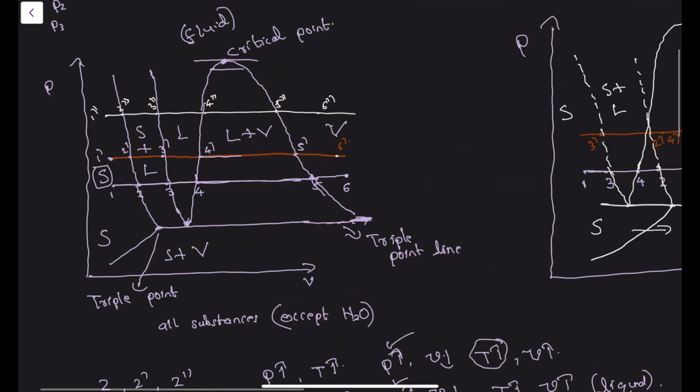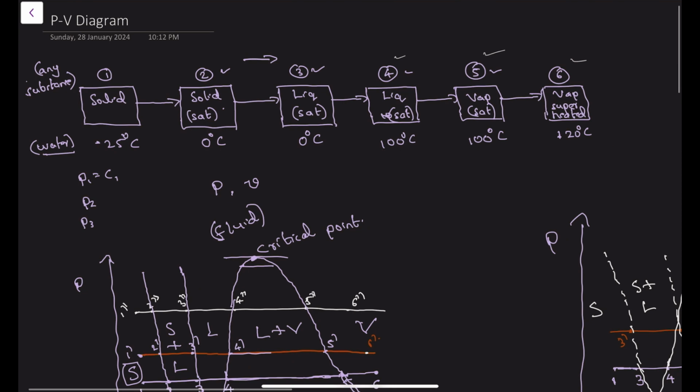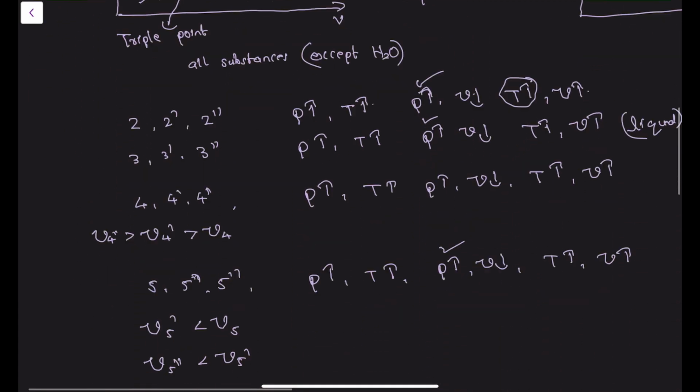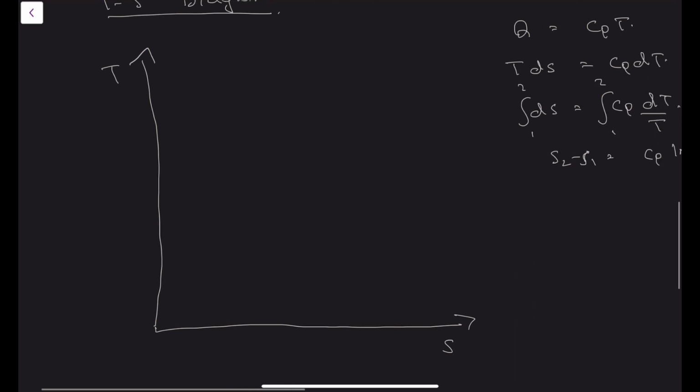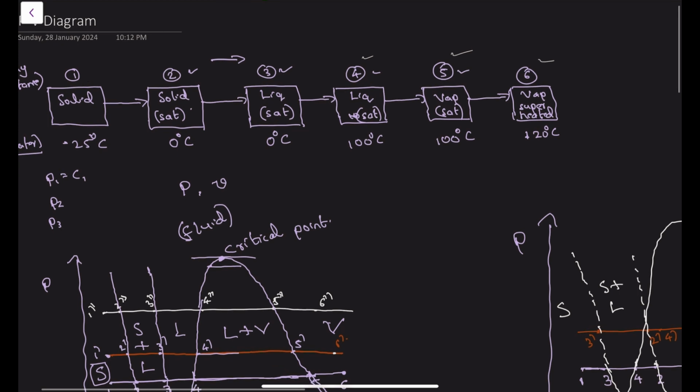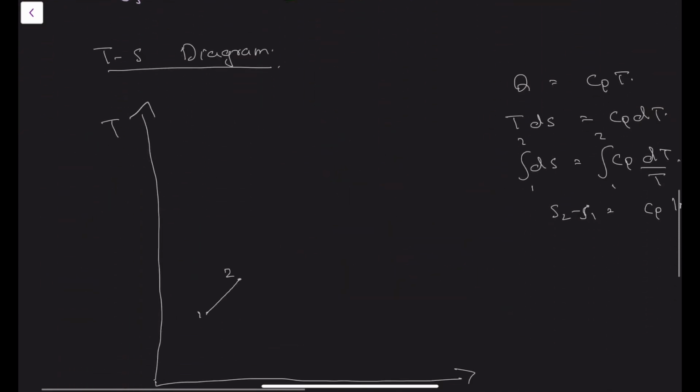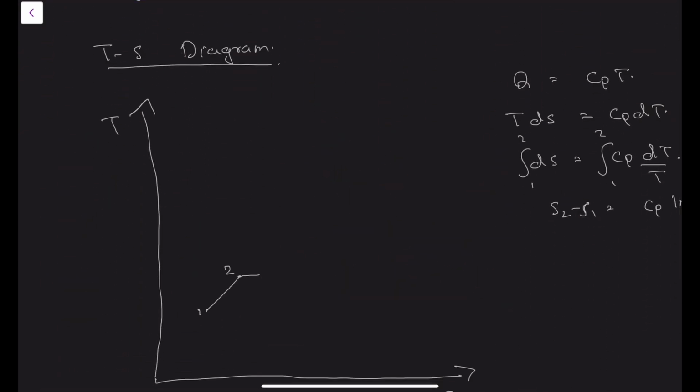Now, let us start with the first state, that is 1, that is solid. 2, that is when it is heated, it becomes the saturated solid. That means it is about to change the phase. So it will be like this, it is from 1 to 2. Okay. From 2 to 3, that is from saturated solid to liquid. That means it is changing the phase, it is melting. So this will be from 2 to 3.